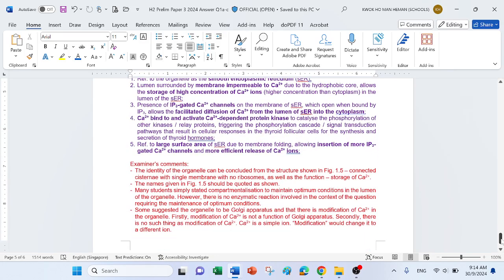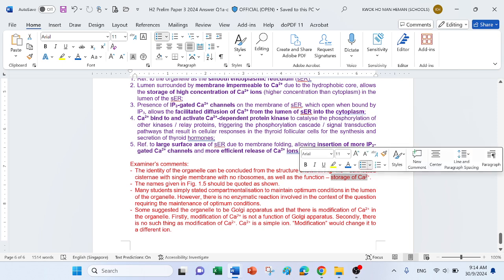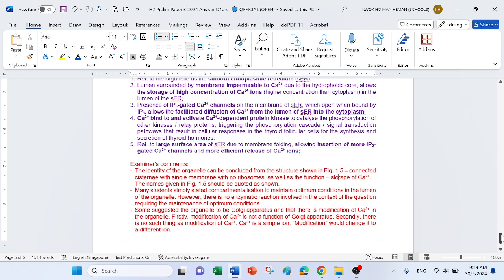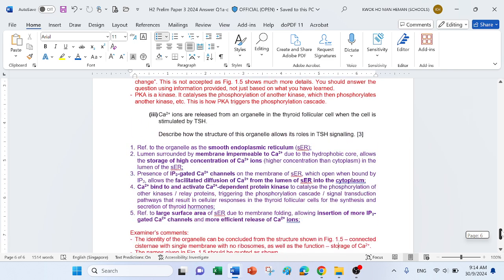Also, if you are familiar with the functions of the different organelles, storage of calcium ions is one of the functions of this smooth ER. So this question not only tests the signaling, not only does it test your interpretation of the diagram, it is also testing you on your organelles, which quite a large majority of you couldn't figure out is the smooth ER. So identify that this is a smooth ER, then the question asks for structures of this organelle. So you've got to mention the respective structure that allows for the function during TSH signaling.